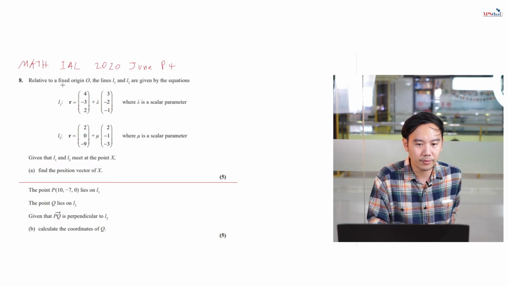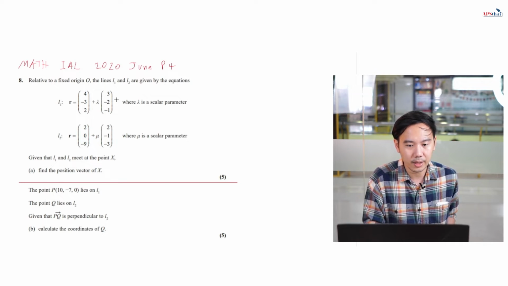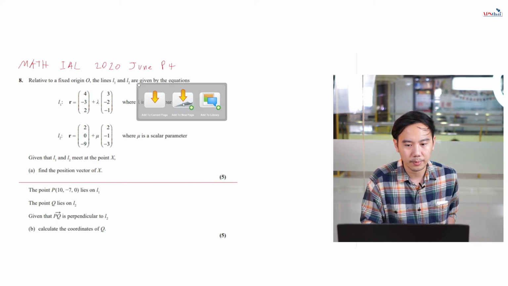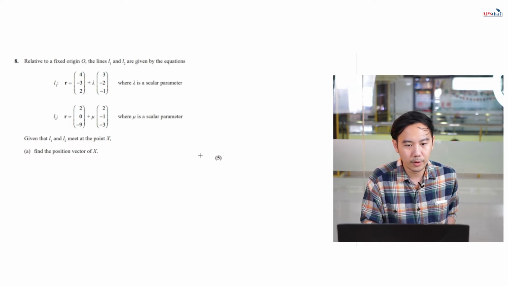They say that relative to a fixed origin O, the lines L1 and L2 are given by the equations as follows. The first one is governed by the variable lambda and the second one is governed by the variable mu. They said that L1 and L2 will meet at the point X. We have to find the position vector of point X. So let me grab this and put it on another page. Okay, this one is 5 points, but I think it is relatively on the easier side.